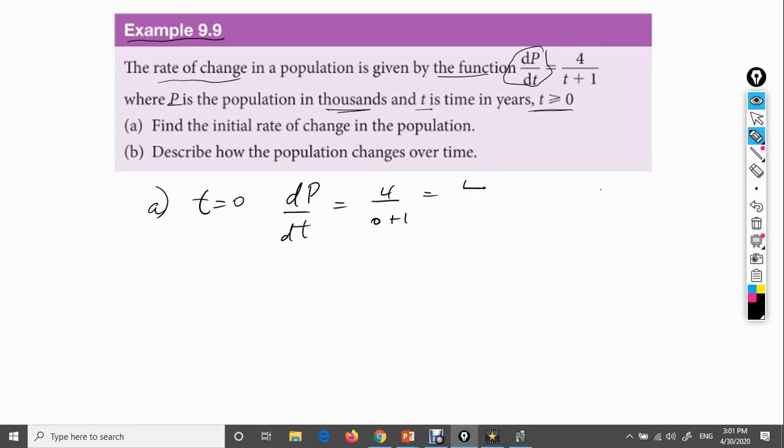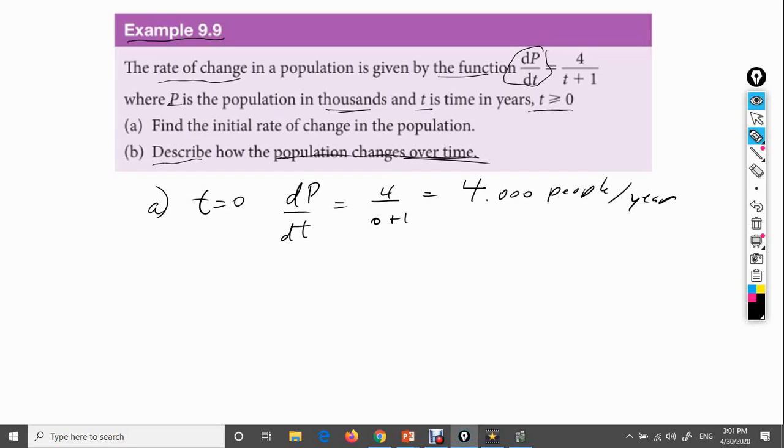So it means that the initial rate of change of the population was 4,000 people, and this is per year. So that was the initial rate. The population was increasing at a rate of 4,000 people per year. For part B, they ask us to describe how the population changes over time.